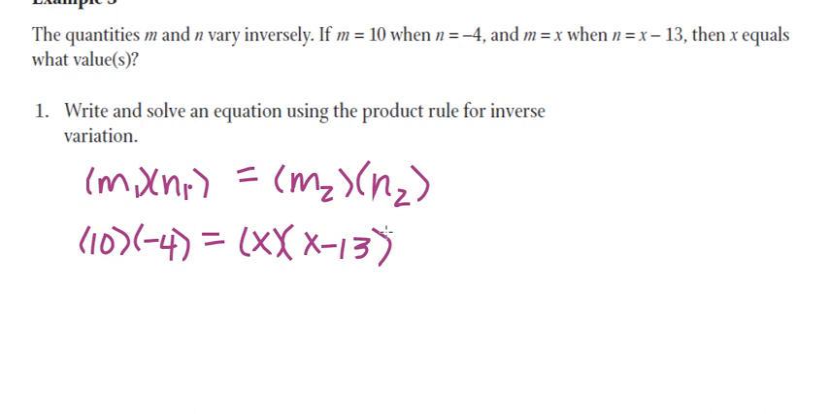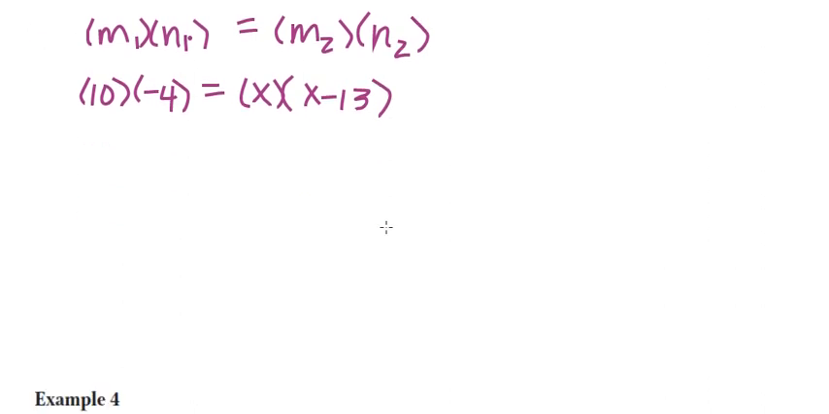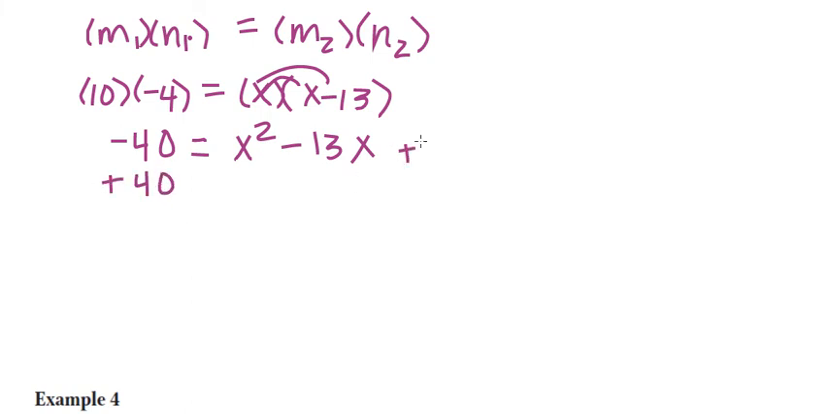So all we have here is some algebra that we're going to have to solve, but it is going to turn into a quadratic. I hope you recognize that. So I know that 10 times -4 is -40. And here, when I distribute, I get x squared minus 13x. Well, to solve this equation, I want to create an equation that's equal to 0. So I'm going to add 40 to both sides. And I have that 0 is equal to x squared minus 13x plus 40.